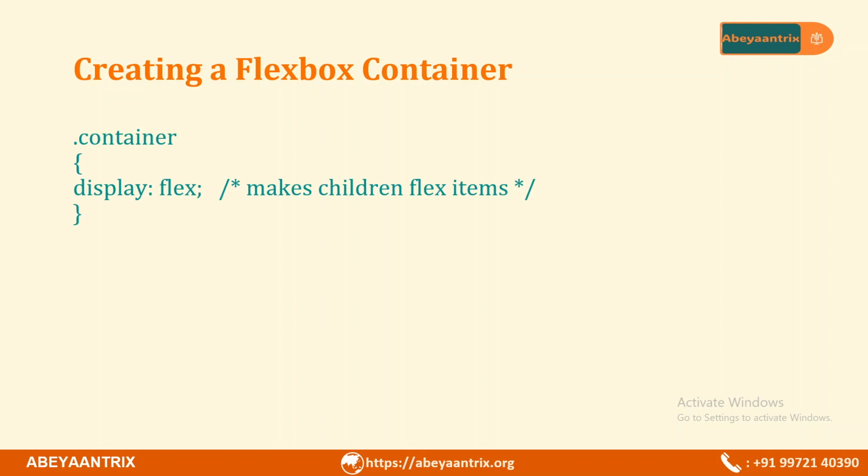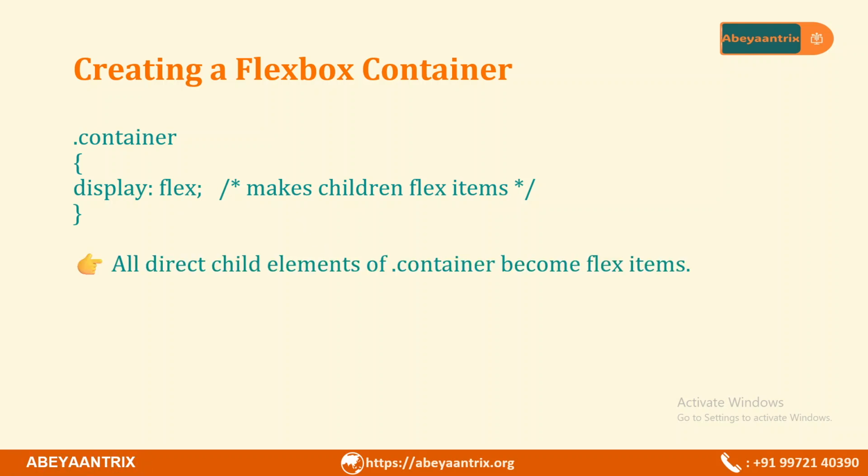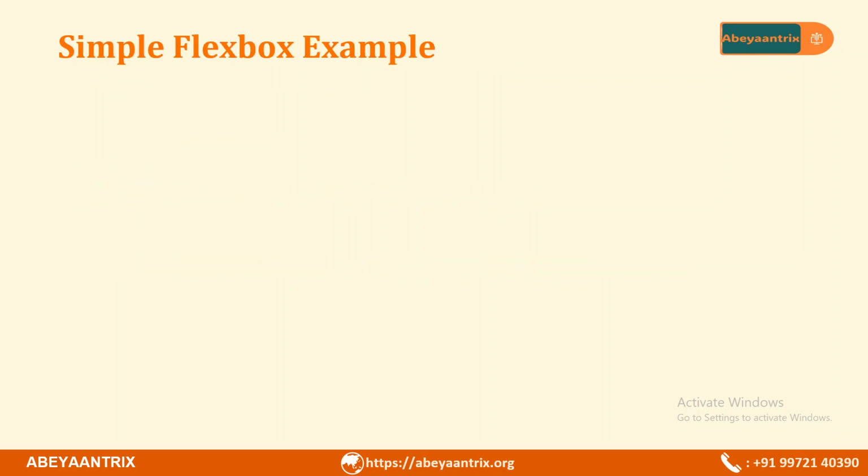Here is a container we defined in HTML that we are applying styling to. Dot container means it's a class. For this one, we are applying display flex. This will make its children flex items. When you define display flex, the direct child elements of the dot container become the flex items. Next, we'll see the direction.